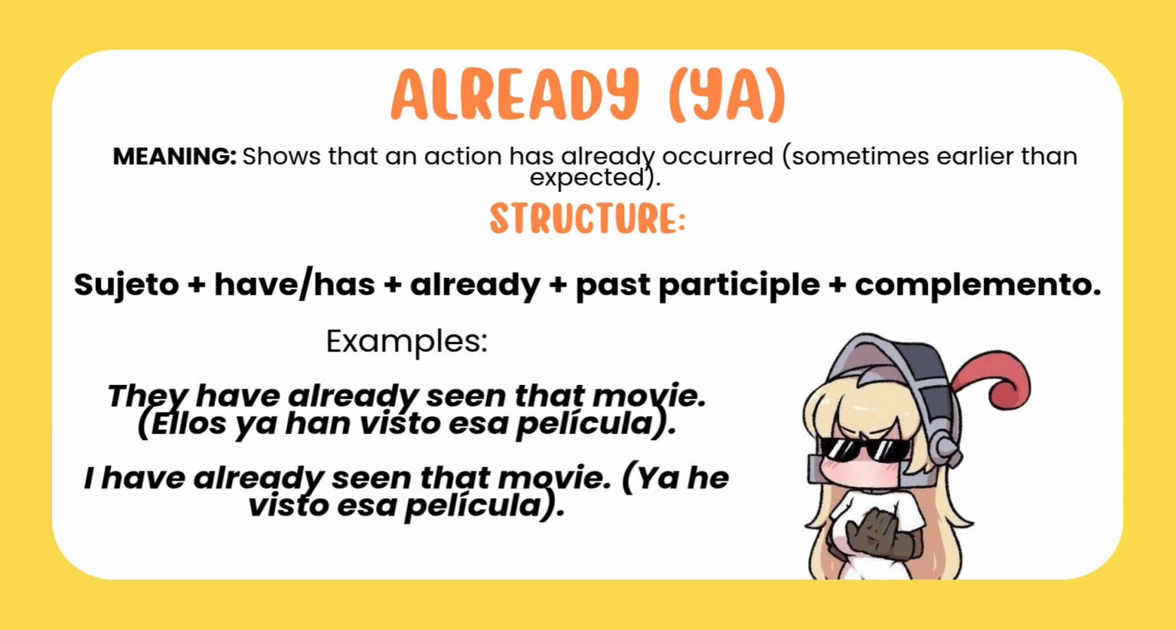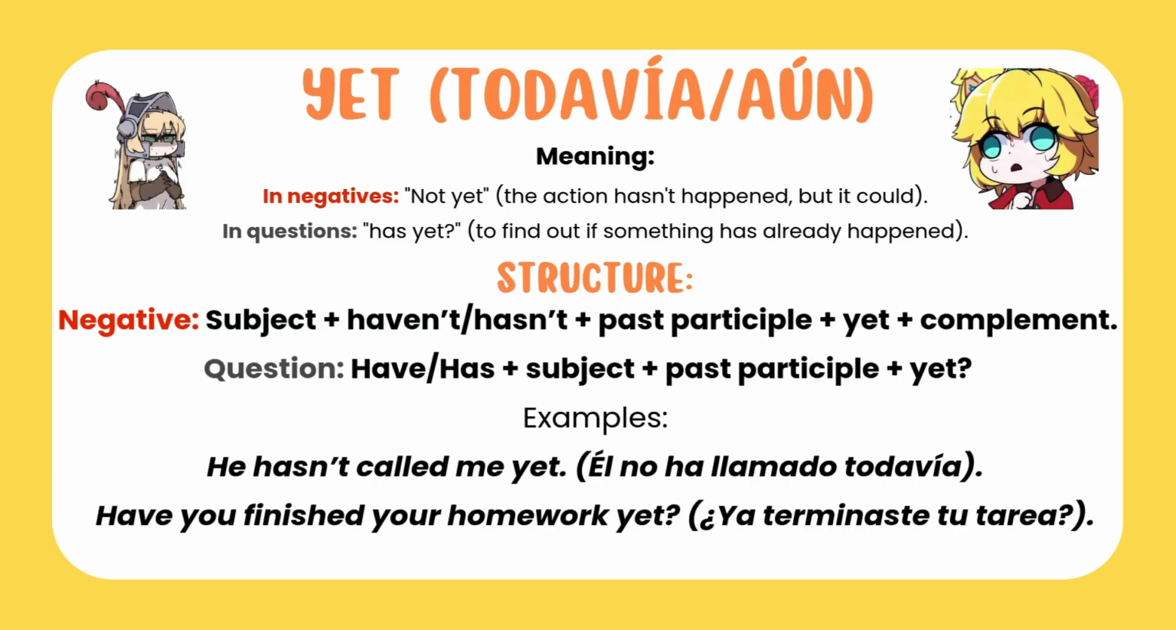The next keyword is already, which is used for actions that have already been completed. The structure is subject plus have or has plus already plus past participle plus complement. Here are some examples with already. They have already seen the movie. I have already seen that movie. Both refer to an action that is already finished.